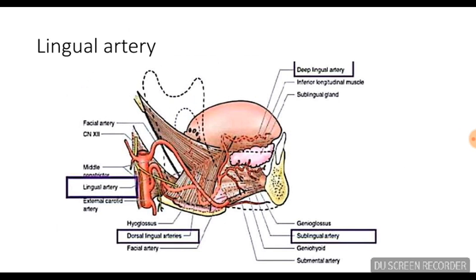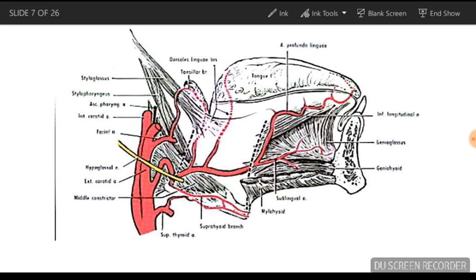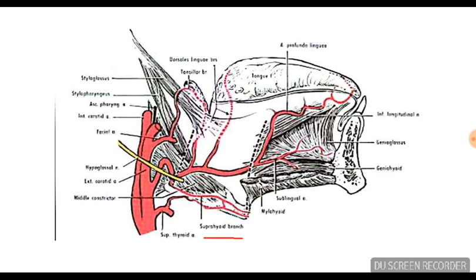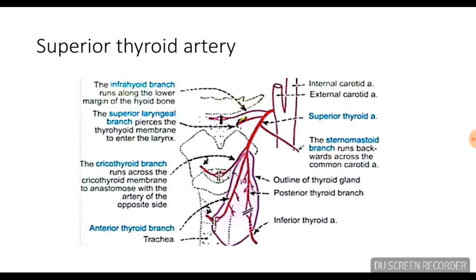The branches of the lingual artery include the suprahyoid branch. This branch anastomoses with the infrahyoid branch of the superior thyroid artery. You may see it here, the infrahyoid branch of the superior thyroid artery.